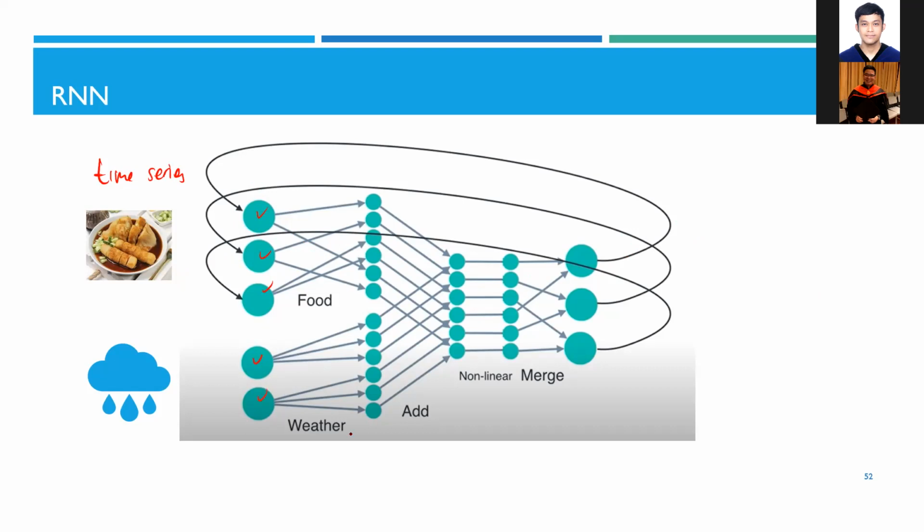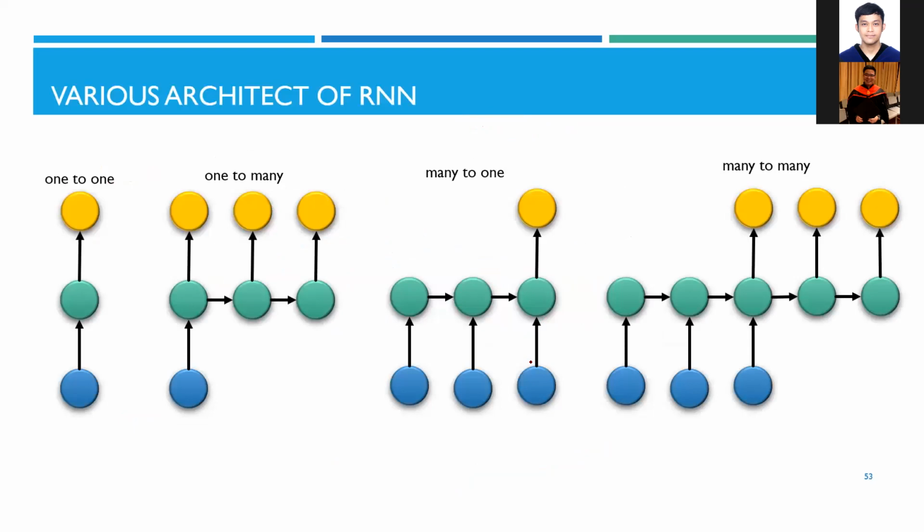Of course, this input is not from the previous output, because this data is just the weather data for that day. For example, this is for Sunday. We want to guess what he will eat on Sunday. So this is the prediction from Saturday, and this is the weather for Sunday. Okay, so we can combine like this. This is one architecture for RNN.